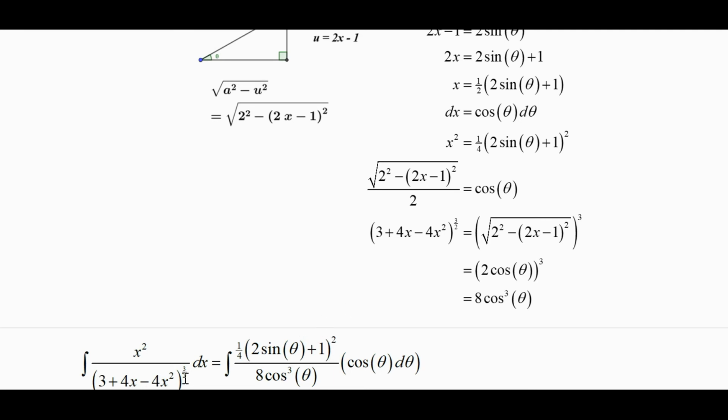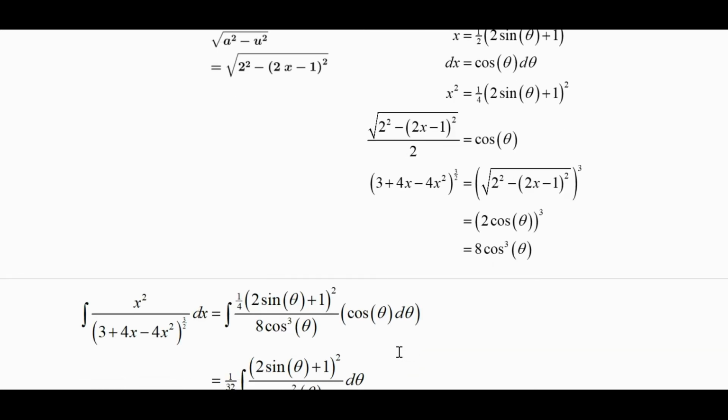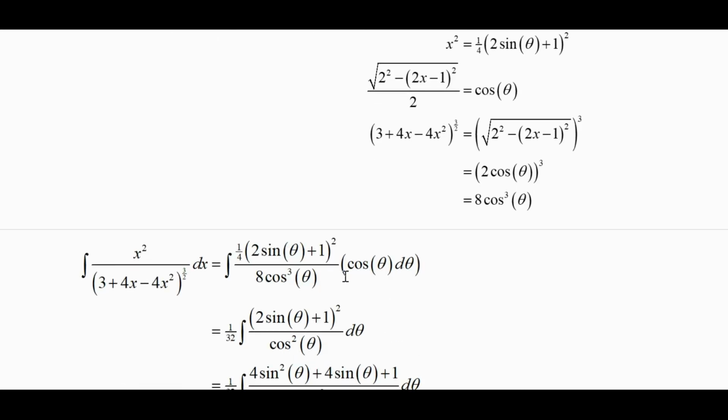This denominator is 8 cosine cubed of theta. The dx was cosine of theta d theta. All right, let's see what we got. Well, one of those cosines cancels, that to a cosine squared. And let's see here. That's a 1/4 I brought out front. I bring out a 1/8. 1/4 times 1/8 is 1 over 4 times 8. 4 times 8 is 32. So that's 1/32 out front.